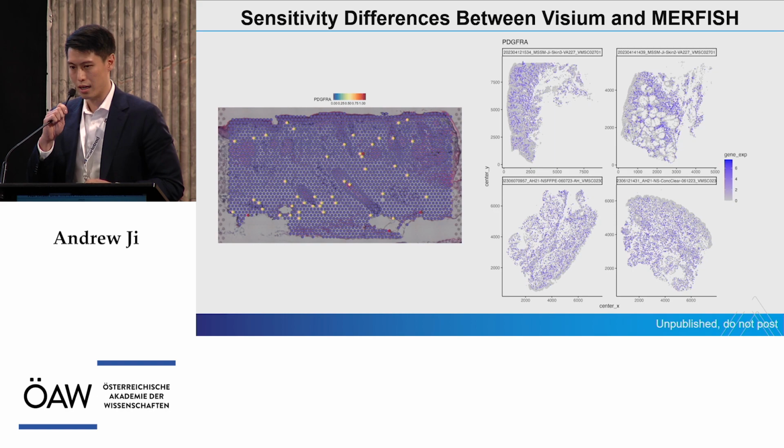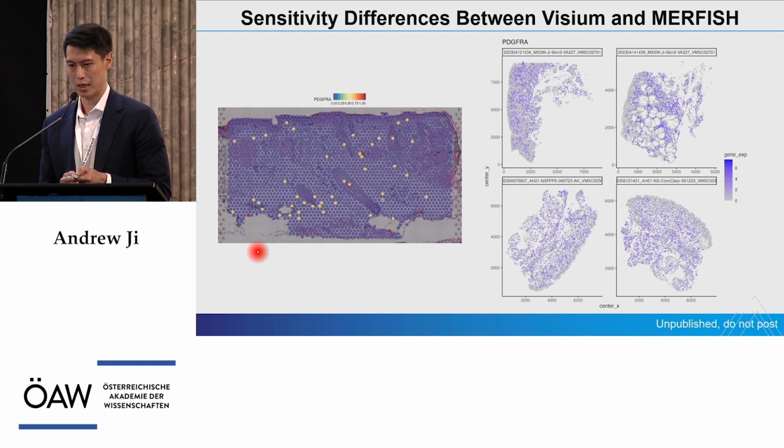One early observation we've made is that there can be drastic sensitivity differences at the gene level between Visium data and MERFISH data. This particular example I'm showing you is of the expression of PDGFRA on the left in Visium data and on the right in the MERFISH data.